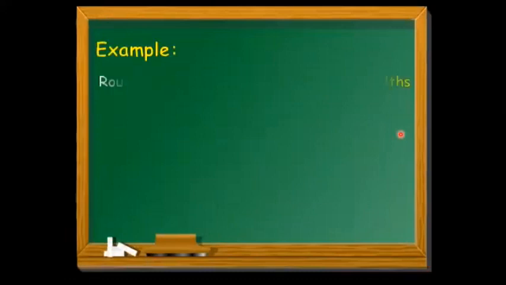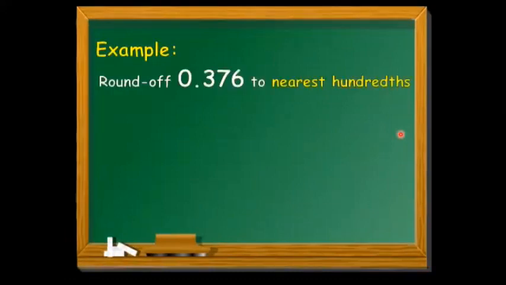So round off 0.376 to the nearest hundredths. So, una muna natin hanapin is, ano nga ba yung number na i-round natin? So, tens, hundreds, thousands. So, ang ating i-round is the number 7. Okay, so that's the number to be rounded, kasi we're looking for nearest hundredths.